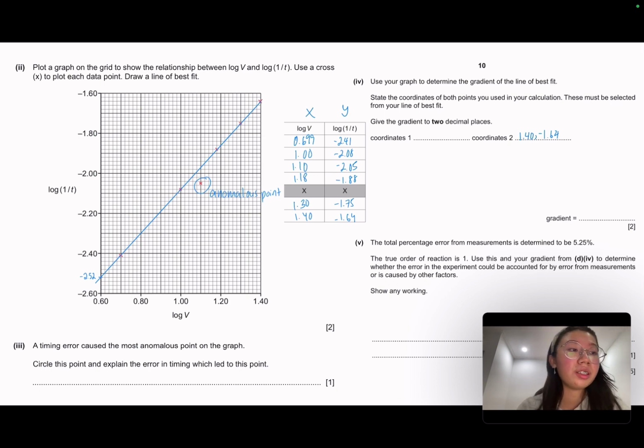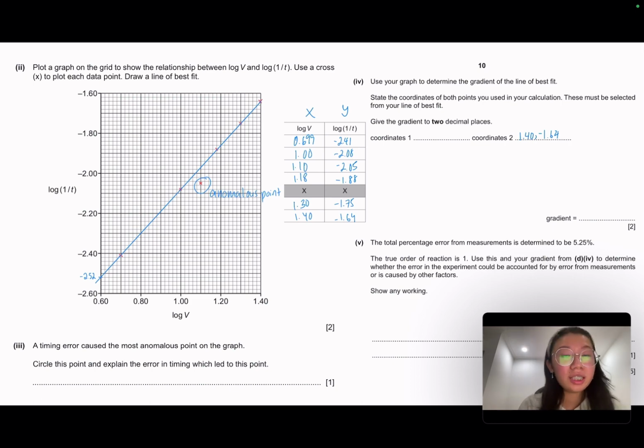Make sure to draw it correctly because usually they'll ask for the gradient. And usually there is also an anomalous point and they will ask, what is the possible cause of the anomalous point? What happened? Usually it's incorrect timing, starting the timer too late or too early, stopping it too late or too early. It really depends on where the value lies.